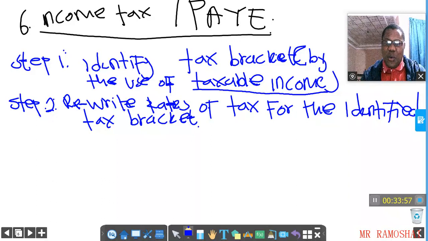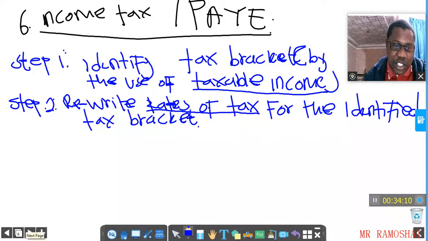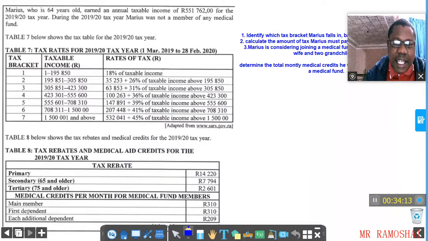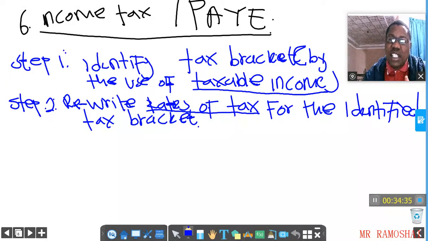If you said bracket number 4, what do you do? Remember the brackets are written there on your question paper. You rewrite the rates of tax. Let me give you an example because I have a question paper here. If your bracket here was 4, then your rate is this. You rewrite everything the way it is. You don't change anything. You just rewrite this, and I will tell you what you do after that. That is only step number 2.